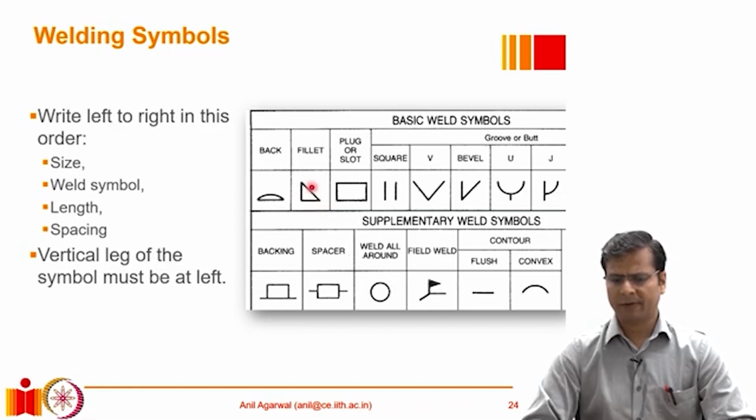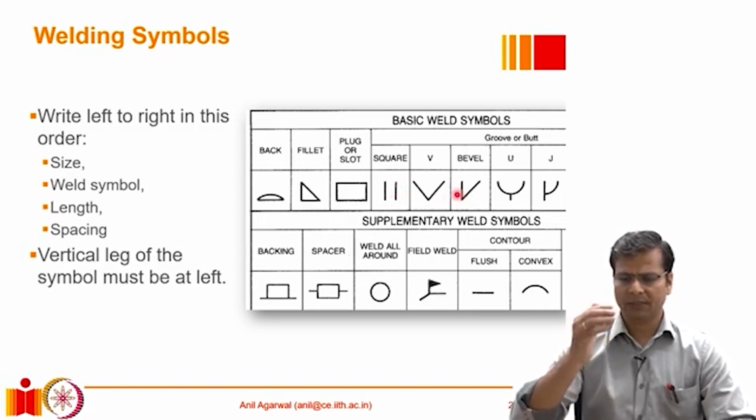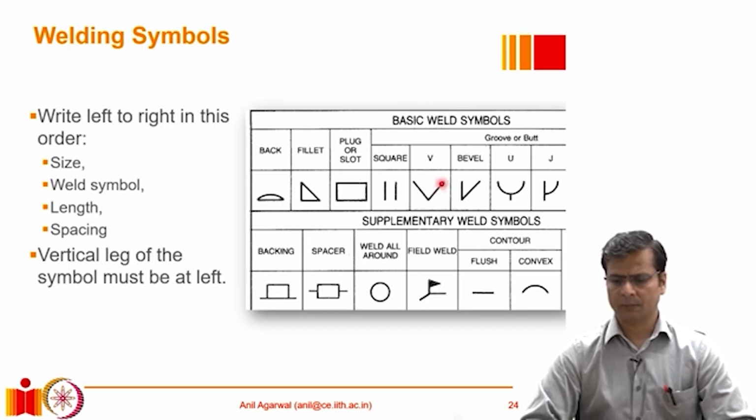So for example, a fillet weld is typically shown with a triangle. If it's a plug or a slot weld, it is typically shown with a box sitting on that line. If it's a groove weld, depending on what type of groove it is, whether it's a square groove or if it's a V groove or a bevel groove, and so on. So these symbols are shown. If it is a double square or double V or double bevel, that means both faces of the plates are machined to create the groove. Then this symbol is repeated on both sides of that line.